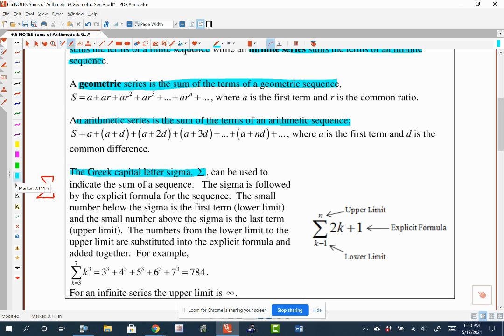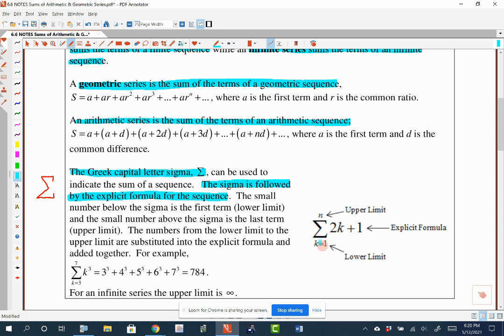It says in the next sentence that the sigma is followed by the explicit form of the sequence, which we practiced a lot of explicit forms last year. So we have an example down here. We see the summation symbol, our sigma, and then we see 2k plus 1. This is an explicit formula. We know we can plug in for k, and we could get an output.